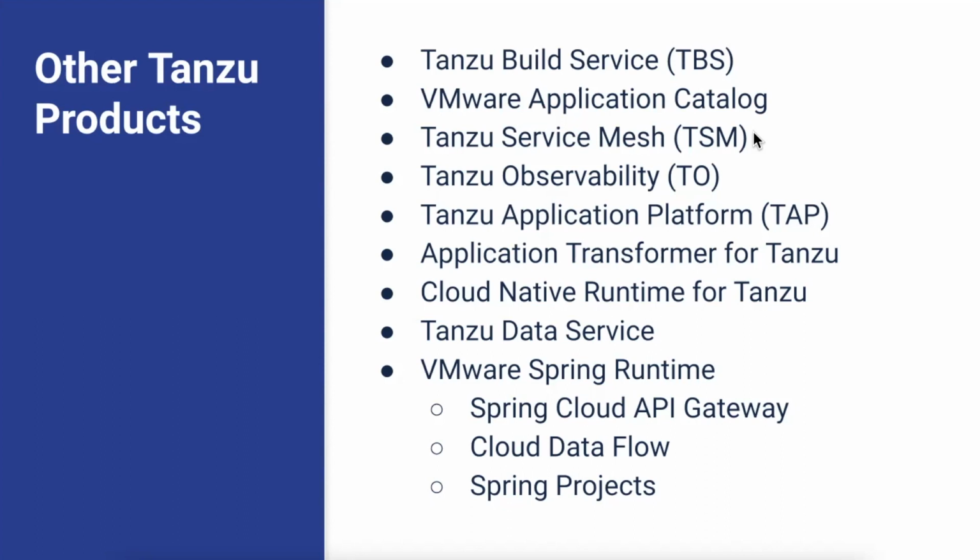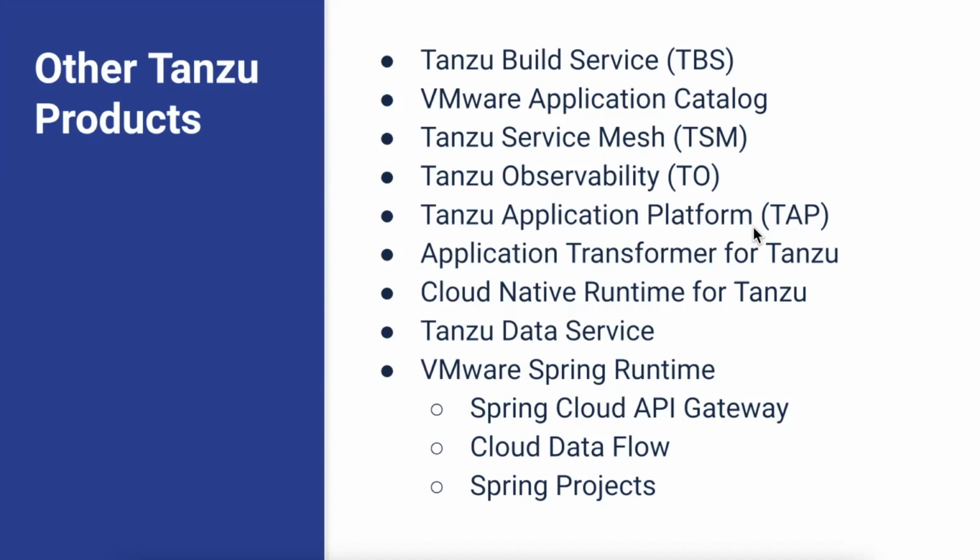Tanzu Build Service, VMware Application Catalog, Tanzu Service Mesh, Observability, Tanzu Application Platform, which is one of the key products that has been GA'd recently, and I'm exploring a lot on this. Application Transformer for Tanzu, Cloud Native Runtime for Tanzu. Application Transformer for Tanzu helps you to basically do the migration of applications, the monolith to microservices. And this is not yet a GA product.